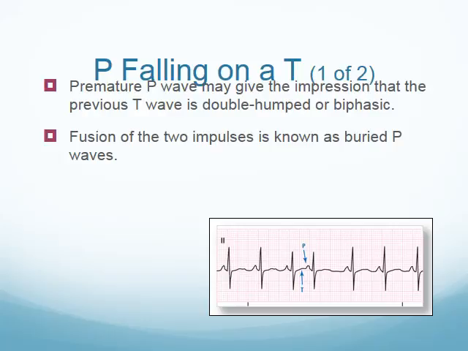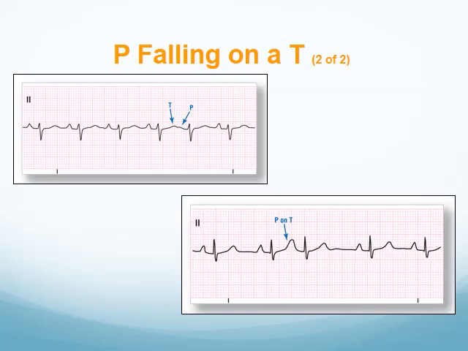Occasionally you can have a premature P wave that falls on a T wave. It may give the impression that the previous T wave is double humped, or biphasic. The fusion of the 2 impulses is called a buried T wave. Here's a picture of that. You see on the first picture above, you have a small hump where your T wave happens, and then you see your P wave that's buried right at the end of it. In the second example, you have one that falls right in the middle of the T wave, and it just makes it look like a large humped T wave.